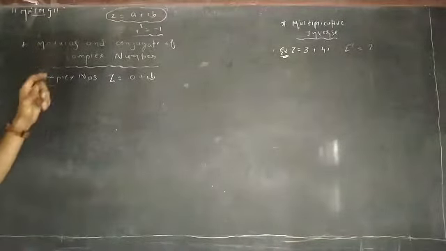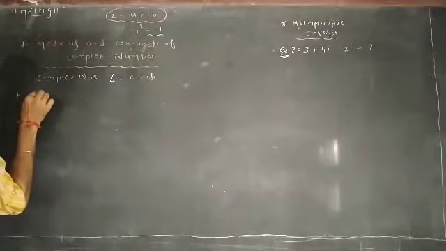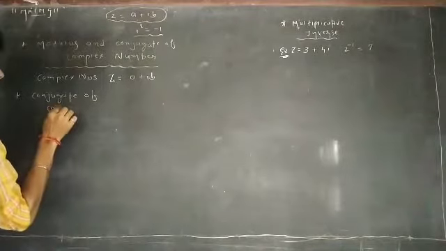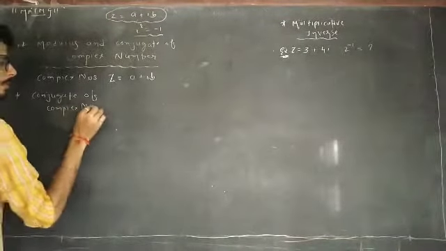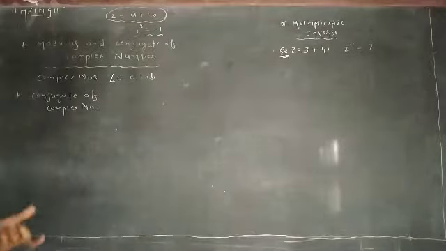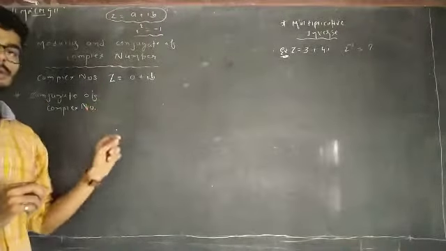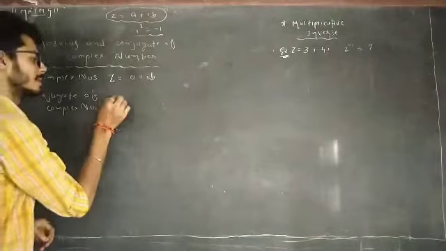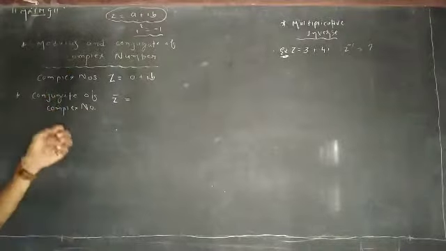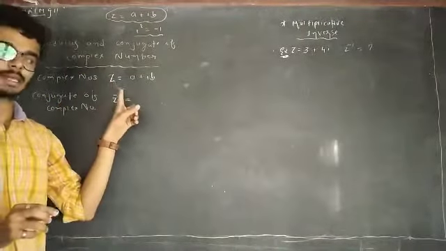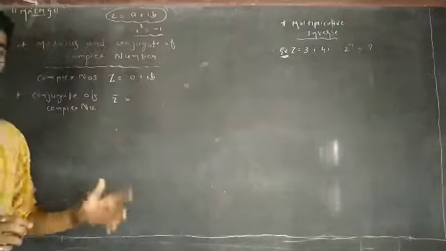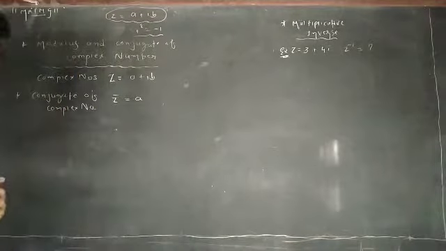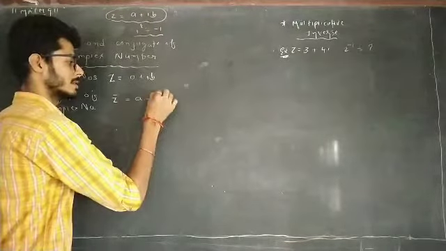And the conjugate of a complex number. What is the conjugate of a complex number? If a complex number is denoted by z, then the conjugate of the complex number is denoted by z bar, and the value of the conjugate of the complex number is equal to a minus ib.